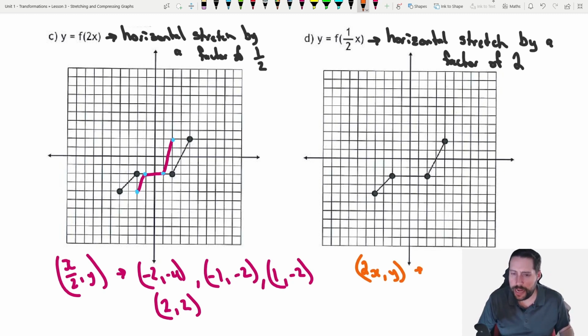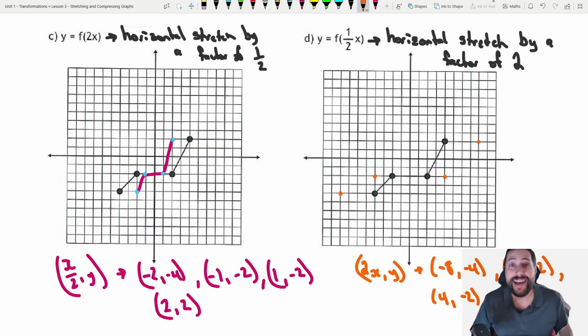So instead of it being at -4 and 4, it's going to be at -8 and 4. Okay, so we're just going to double all of our x values. The next one will be at -4, -2. And the one after that will be, well, that's at 4 and -2. And then the last one is going to be at 8 and 2. Okay, so let's go ahead and plot these points out.